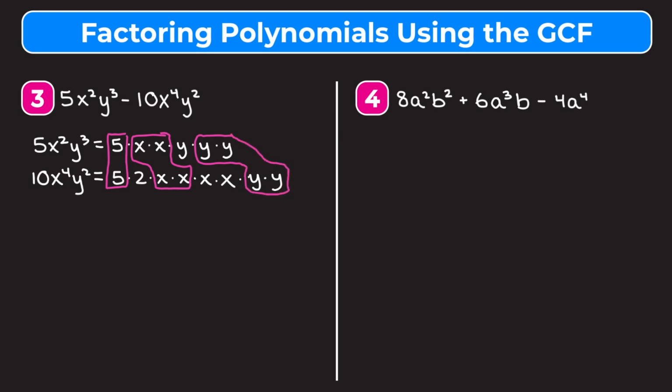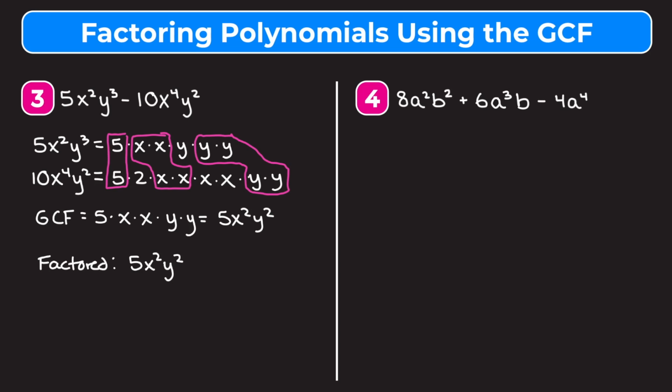So now let's write down our greatest common factor. So our greatest common factor is going to be the 5 they have in common multiplied by the 2 x's they have in common multiplied by the 2 y's they have in common, which simplifies to 5x squared y squared. So when we factor it, we're going to pull out the 5x squared y squared. Now we need to figure out what we're left with.